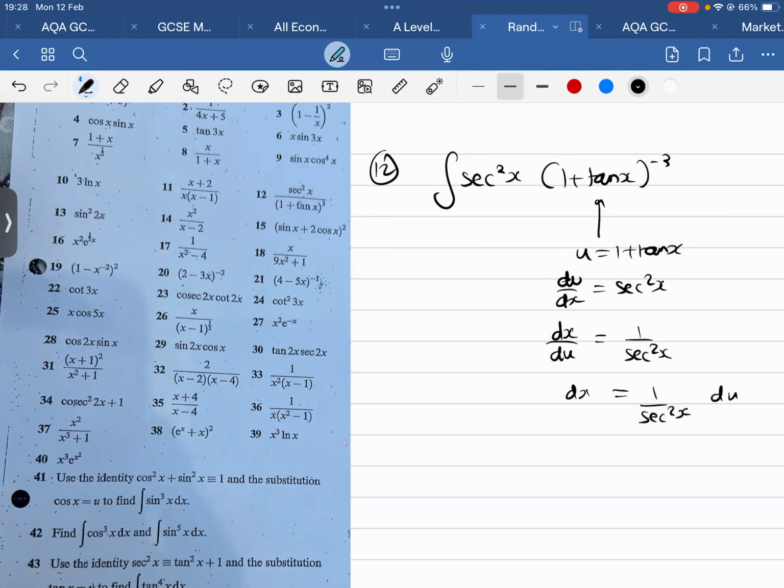I could make that cos squared x, but I don't need to because remember, in an easy substitution question, something should always cancel out. So it's sec squared x, u to the power minus 3, 1 over sec squared x, du. Cancel, integrate that, done. Easy. But again, you won't know what to do, so because it's something to a power, it's most likely substitution. If not, you can experiment with the other methods. But the first thing you should think is probably substitution.